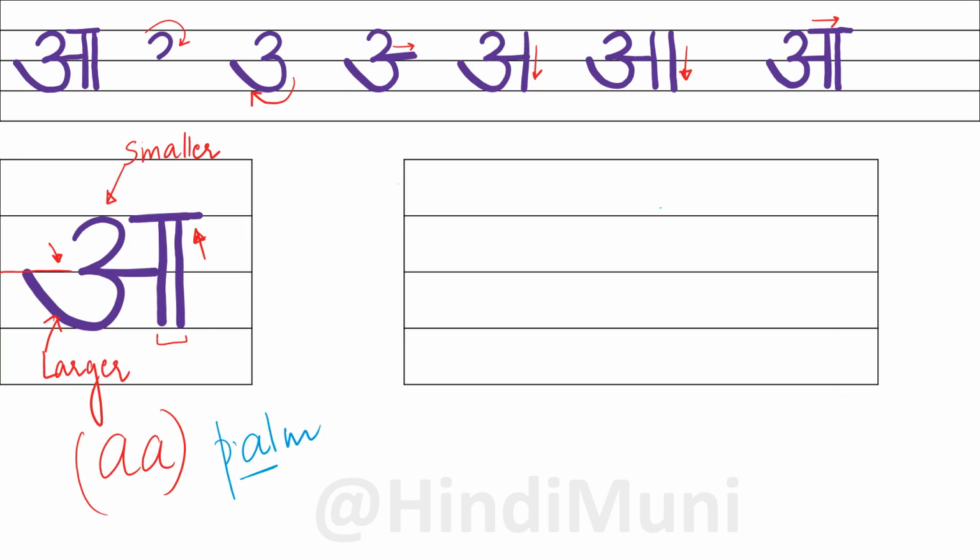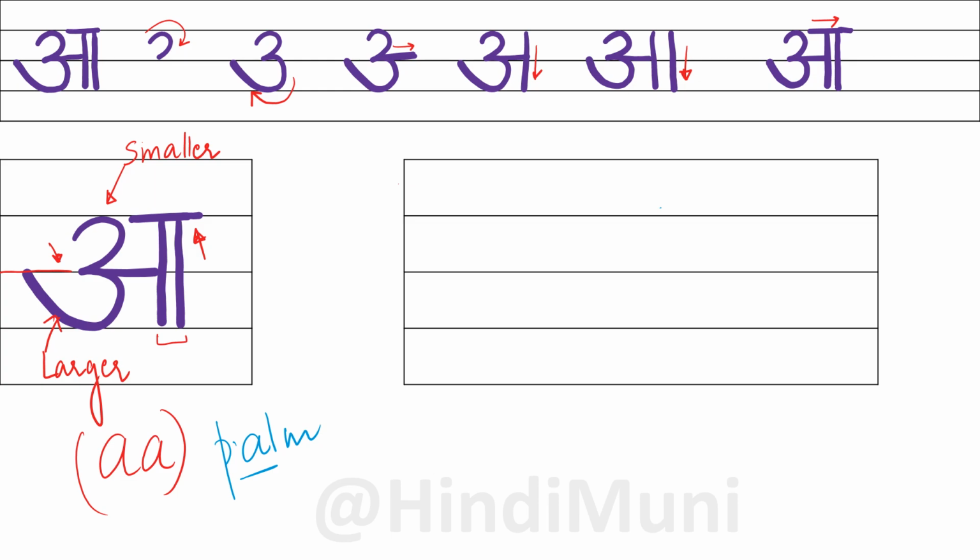Okay, now let's look at Aa. यह द्वितीय स्वर है. This is the second vowel. And it's like the bigger brother of A. So the sound is Aa, as in the palm tree, and you open your mouth wide and then you make the sound.